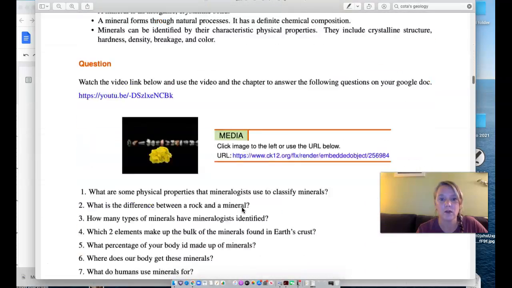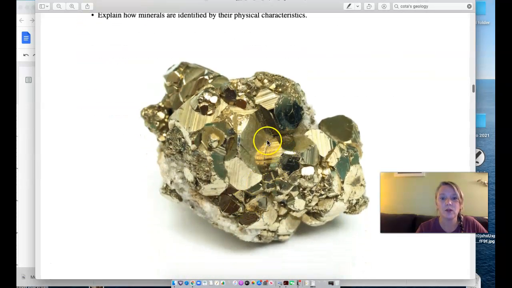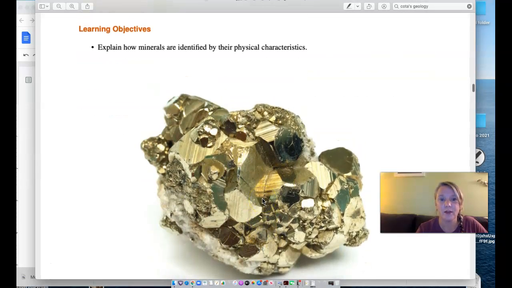All right, so this is just kind of an introduction to mineral identification. Let me scroll forward to Chapter 2. And it starts out with this beautiful sample of a mineral.